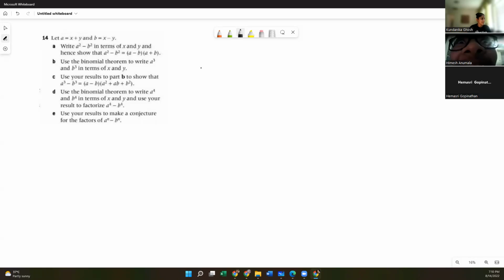Sorry, I'm very forgetful. Binomial theorem to write a. Wow, I just forgot how to write. Okay, use the binomial theorem to write a cubed and b cubed in terms of x and y. a cubed equals what? a cubed is equivalent to (x plus y) whole cubed, which equals x cubed.